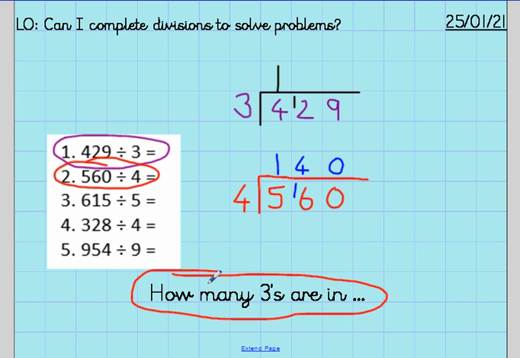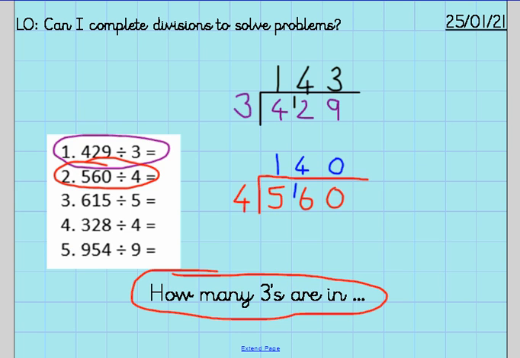Then I need to go back to my question. How many 3s are in 12? 3, 6, 9, 12. I know I can get 4 lots of 3 into 12. Back to my question again. How many 3s are in 9? And I know that is 3. So there is our answer.